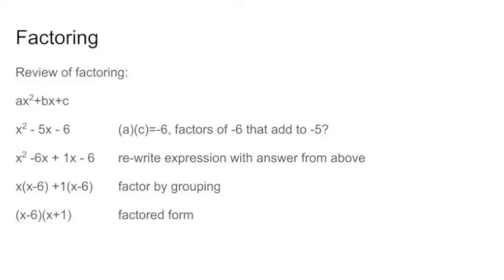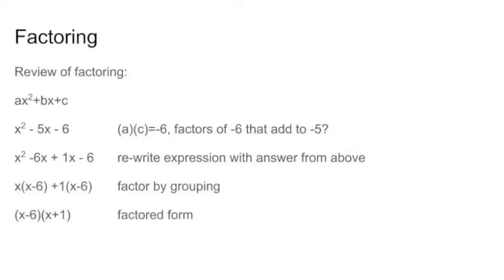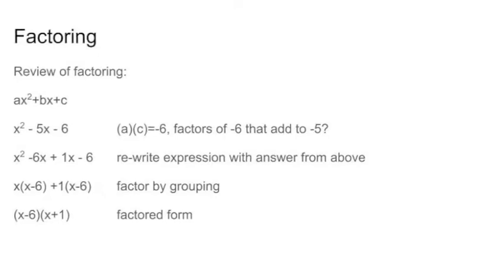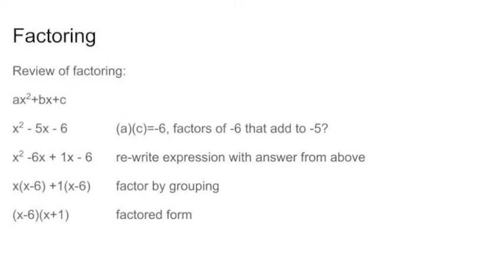So then we rewrite our quadratic expression with the answer from above, so with negative 6 and positive 1. So I have x squared minus 6x plus 1x minus 6. Then from there, we factor by grouping, which if you remember, we take the greatest common factor out of the first two terms. So the first two terms share an x, so I'm going to factor the x out, leaving me with x minus 6. Then the last one, the only factor it shares is a positive 1, so I factor a positive 1 out, and that again leaves me with x minus 6.